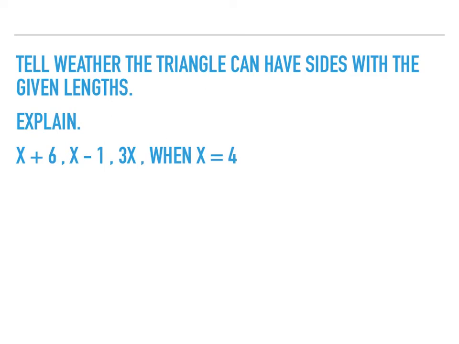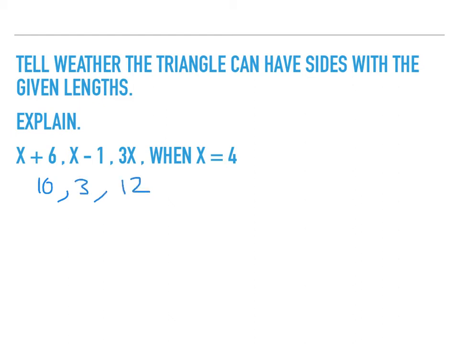Tell whether the triangle can have sides with the given lengths. Explain. So our sides are x plus 6, x minus 1, and 3x when x is equal to 4. What do we do first here? Plug in 4. So what is 4 plus 6? 10. What's 4 minus 1? 3. And what's 3 times 4?